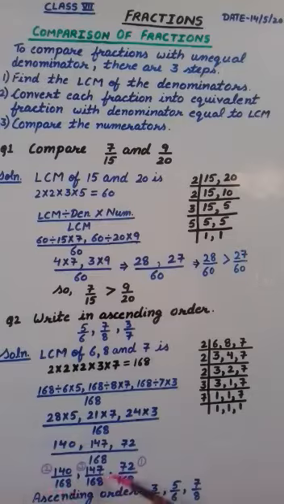Now we have to mention them in ascending order. So the smaller one is this one. So I have written here number 1, this is number 2 and this is number 3. Now let's finally write the answer in ascending order. So in ascending order, first one is 3 by 7, second 5 by 6 and third 7 by 8. So this is how to compare fractions.